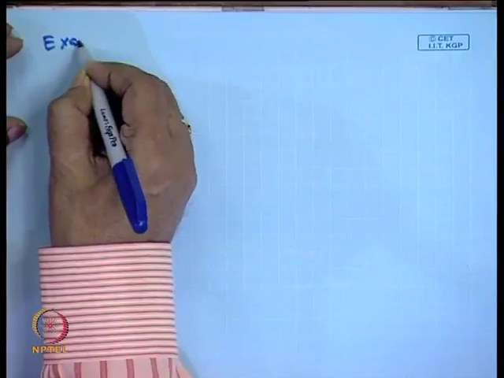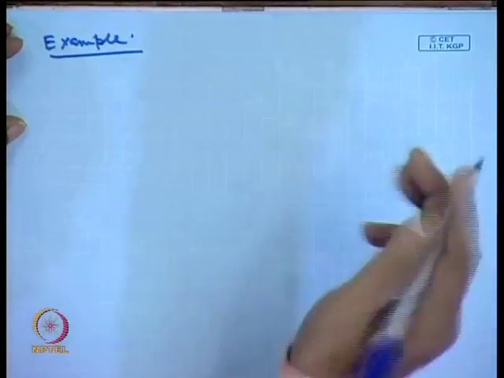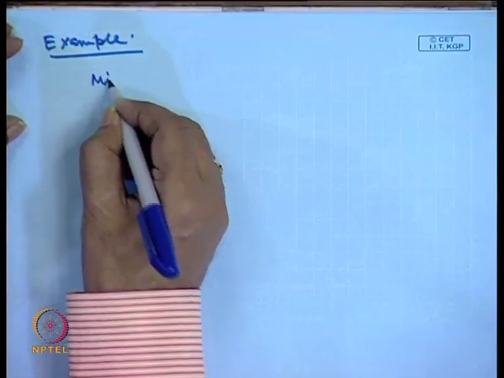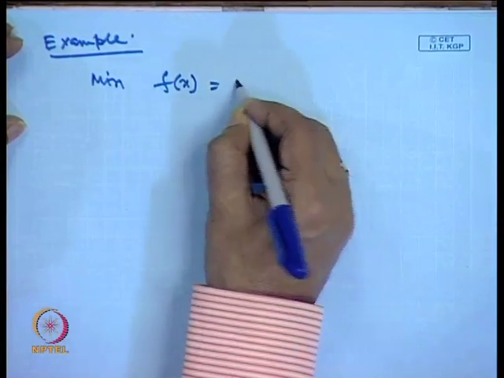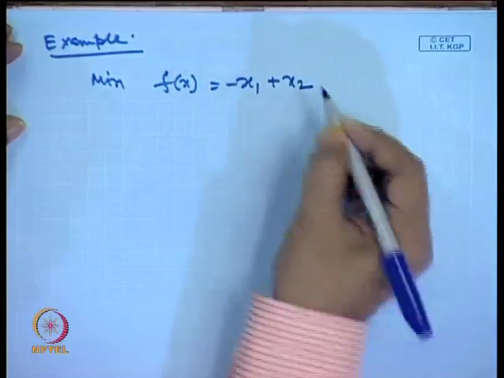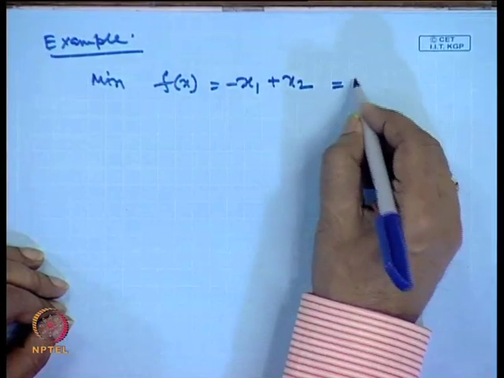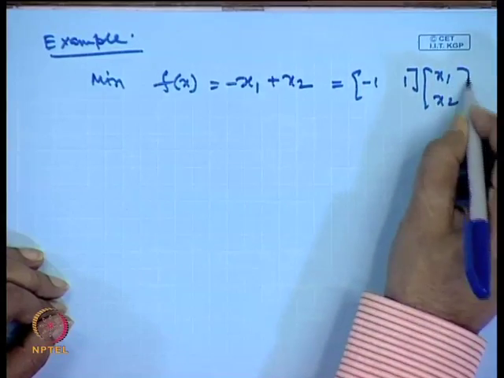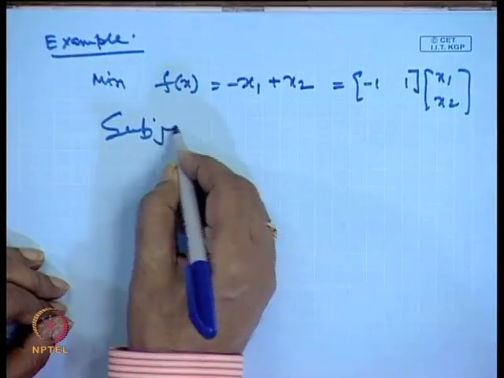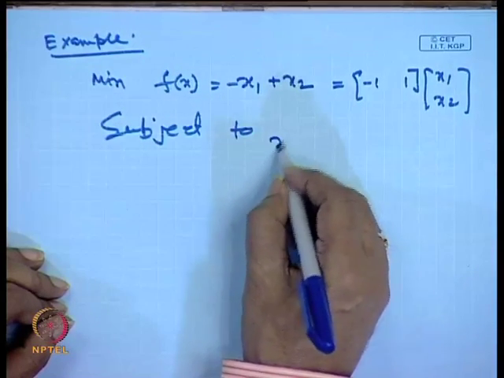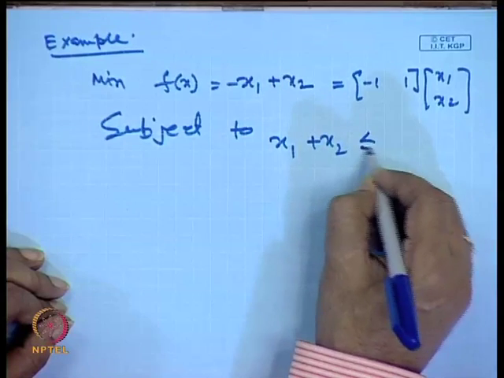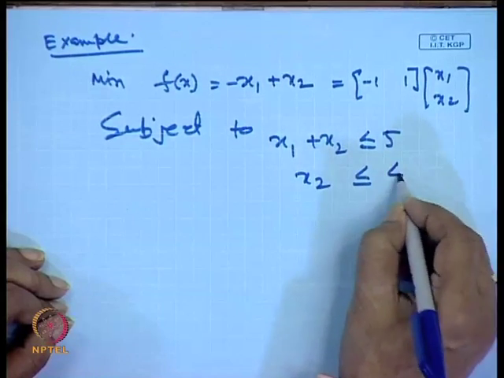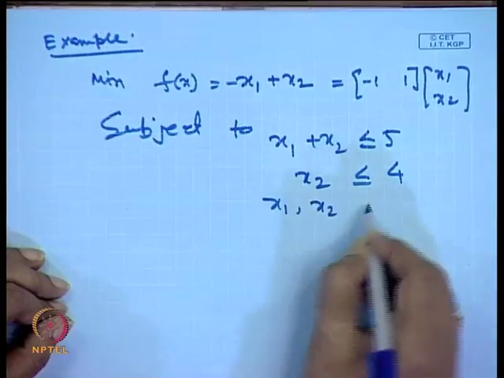Let us solve the same problem which we considered earlier. I will briefly and quickly solve these problems. Refer to our earlier problem. Minimize f of x equal to minus x1 plus x2, which is minus 1, 1 times x1, x2, subject to x1 plus x2 less than or equal to 5, x2 less than or equal to 4, and x1, x2 greater than or equal to 0.